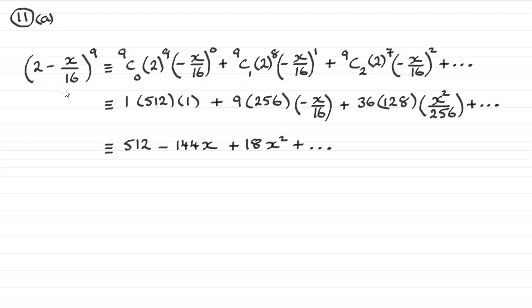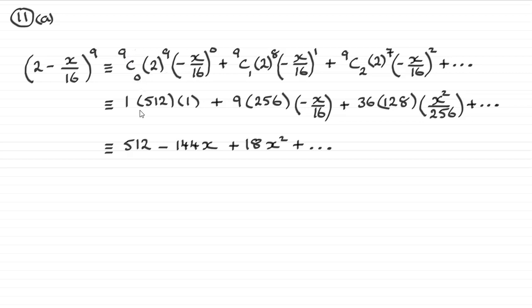And then we take the second term here in the bracket, minus x over 16. Start off with minus x over 16 to the power 0, then start increasing it by 1 each time: minus x over 16 to the power 1, minus x over 16 to the power 2. And you should be able to find the nCr button on your calculator. Do check out how to use it. I've got videos on that as well.